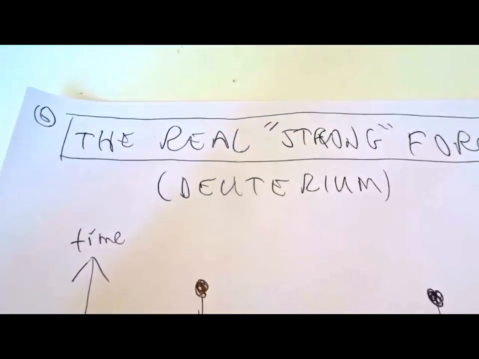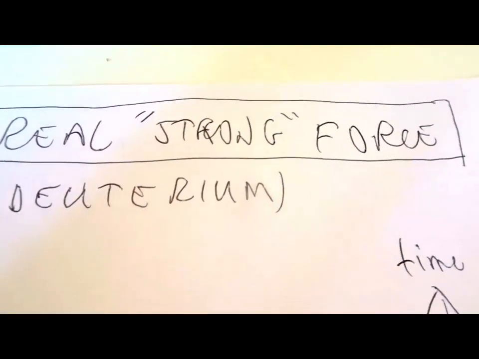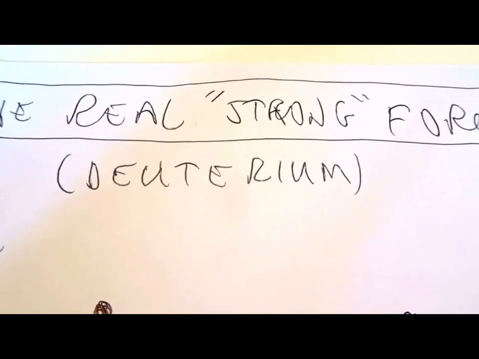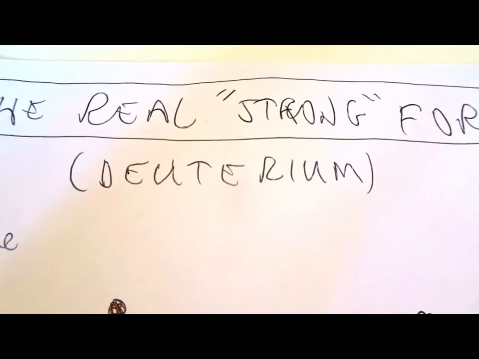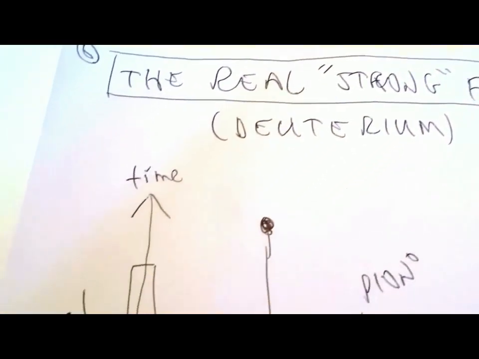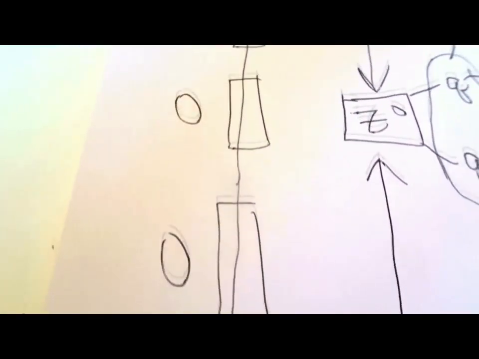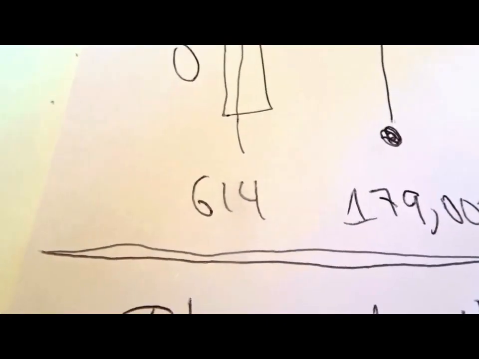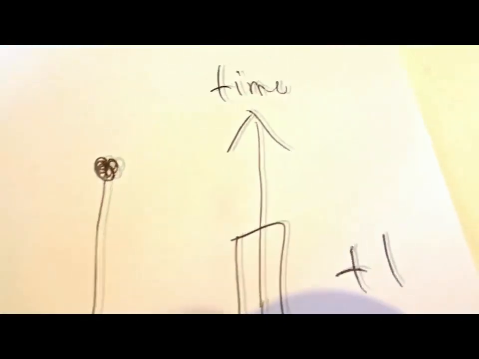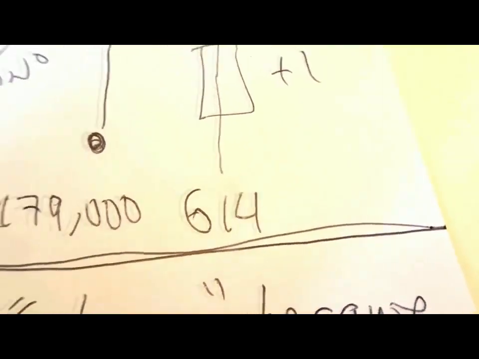Next, let's look at the real strong force for deuterium, which is the simplest example, just a neutron and proton sticking together. We have two quarks moving through time. One has charges minus 1, 0, 0, and mass 614. The other one has charges plus 1, 0, plus 1, mass 614.